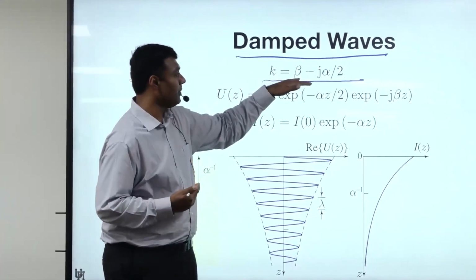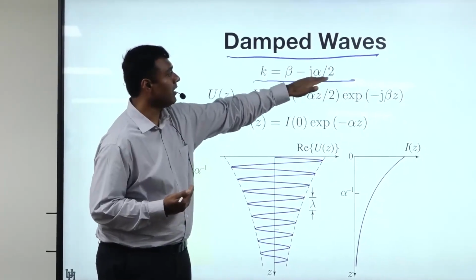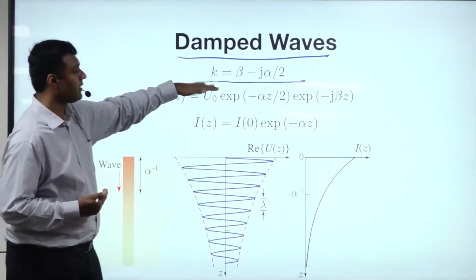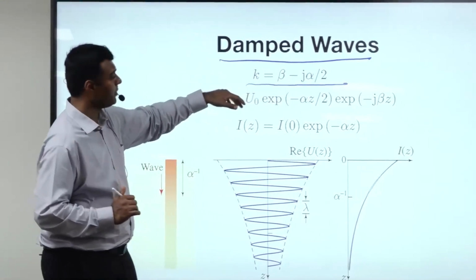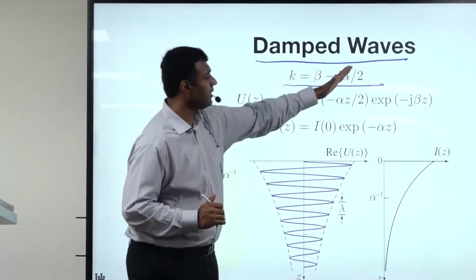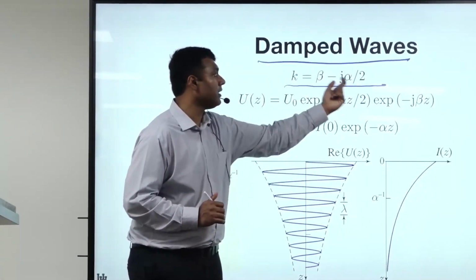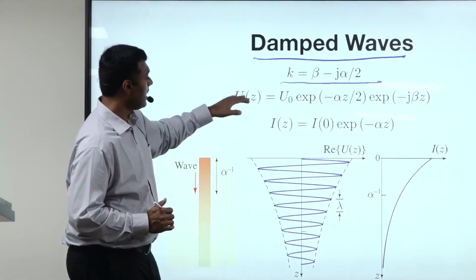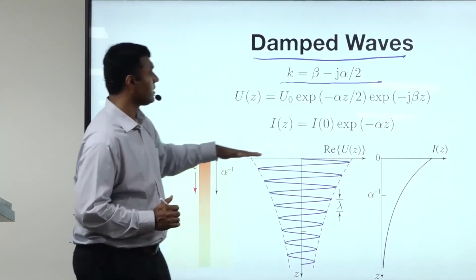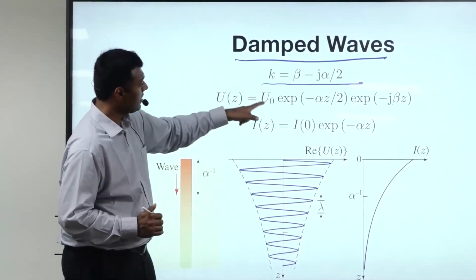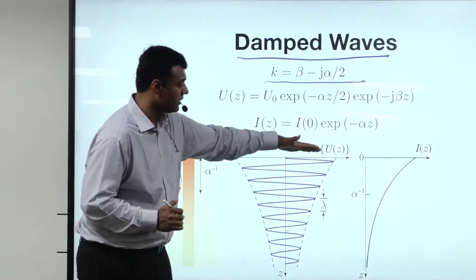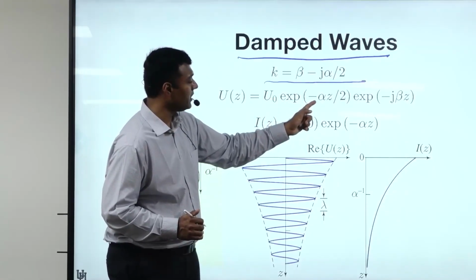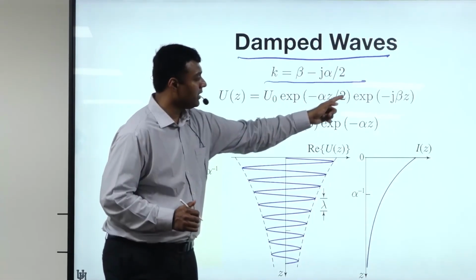If k equals beta, which is the real part, minus j alpha divided by 2. That alpha divided by 2 is because we are interested in intensity and not field. I'll show you in just a minute. But basically there is a real part and an imaginary part. This alpha is related to the absorption coefficient. So if the field at position z equal to 0 is u0, the starting point, then the field at any given z is u0 times e to the alpha z divided by 2.